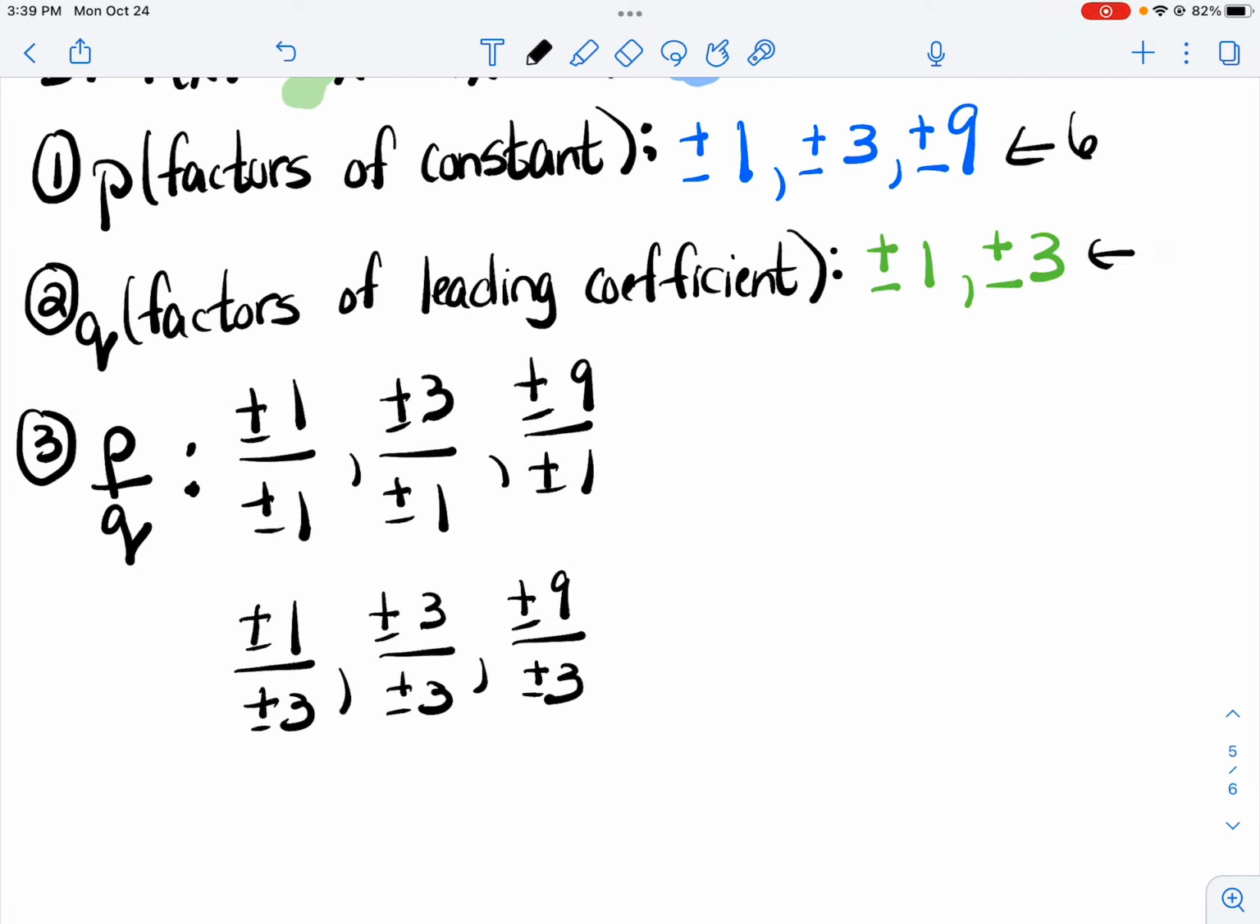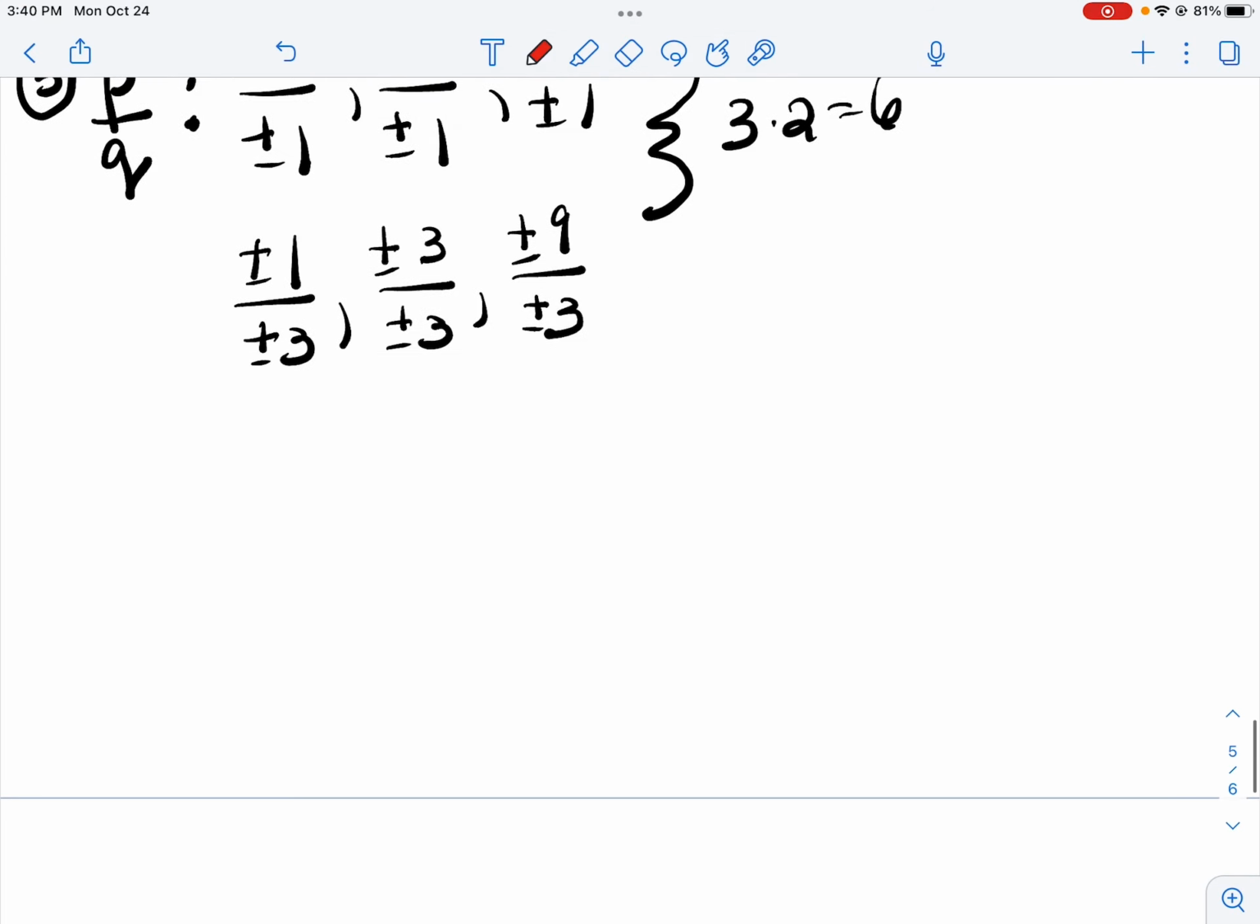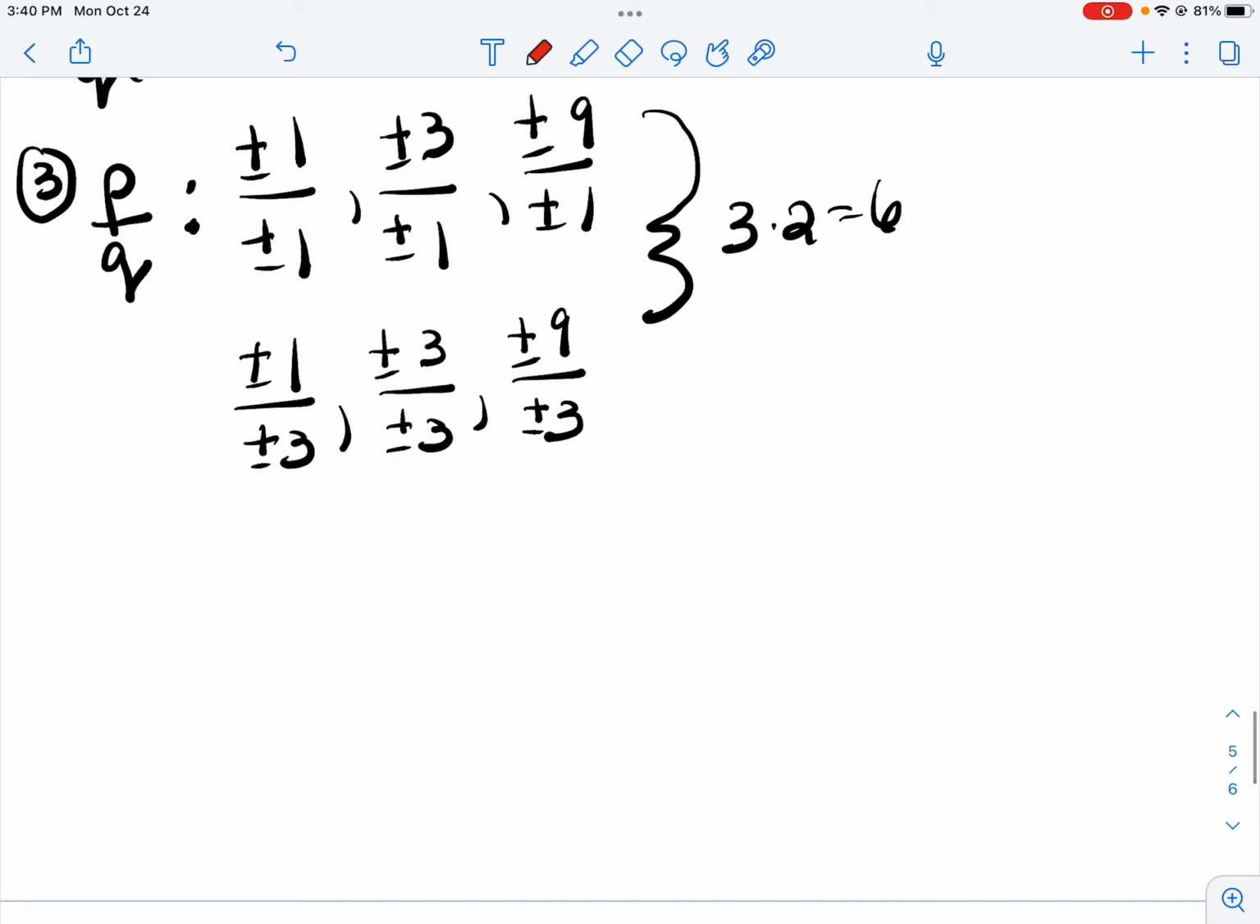Notice I have 6 values here: 3 values here and 2 values here, and 3 times 2 gives me a total of 6. That way I know I've got everything in my list. Simplify each of these fractions to find your possible rational zeros.